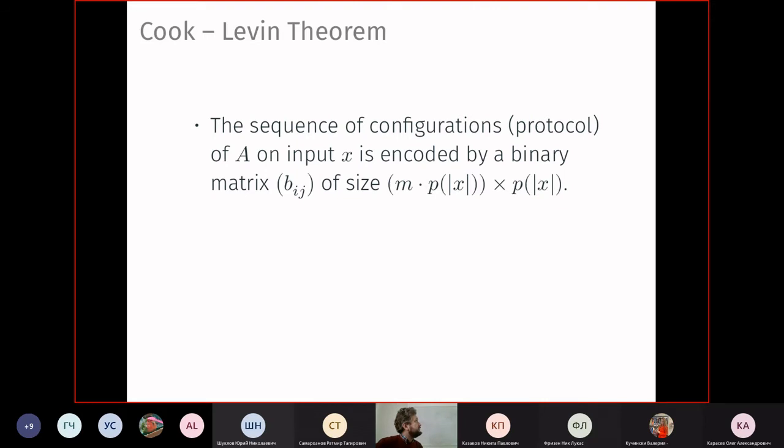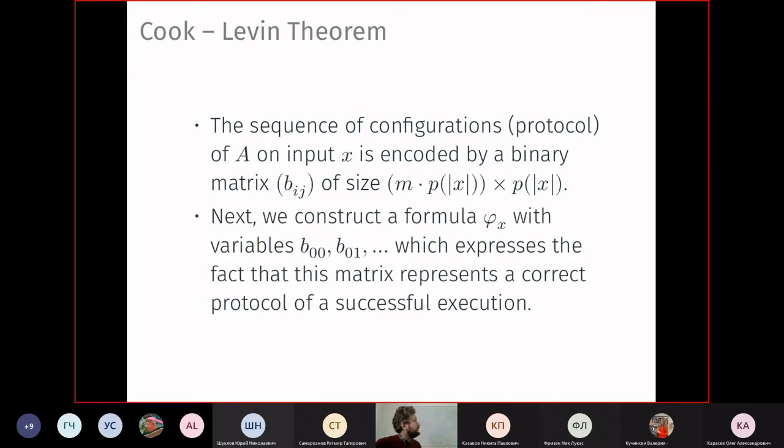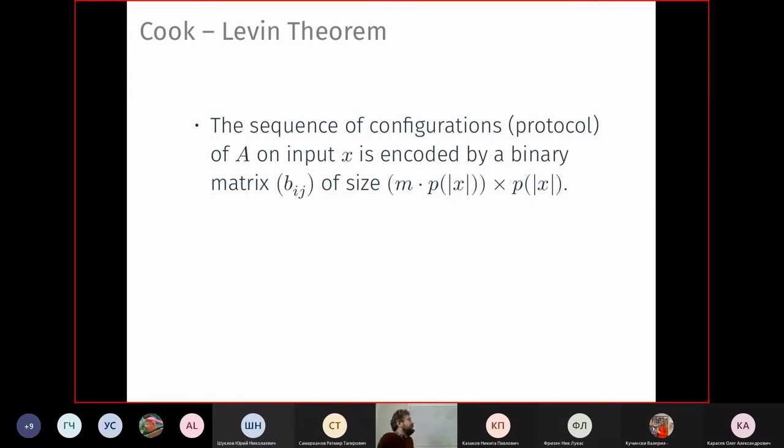And next, we say that there is a sequence of configurations, what's called a protocol of the run. We start with the first one, where we write down X, which is the input word, and each next one is obtained by applying the rules. The rules are applied non-deterministically, so for a given X there could be many protocols of the execution. It can be represented by a binary matrix of the following size. You see that the number of rows, which is the number of steps of the Turing machine, is bounded by P of length X, right? Because we know that our computation should be polynomial.